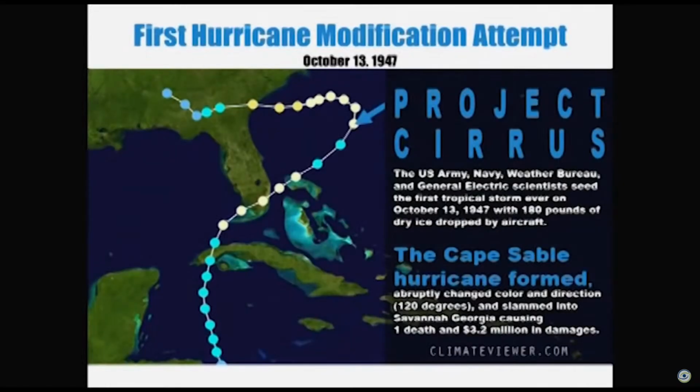So less than a year later, they tried to steer a hurricane with it. Project Cirrus was those three scientists you just saw, who were from General Electric. They got with the U.S. Army Navy Weather Bureau, and they went out and seeded a tropical storm, which then turned into a hurricane, which changed course, made a 120-degree turn, and slammed into Savannah, killing one and doing $3 million worth of damage.